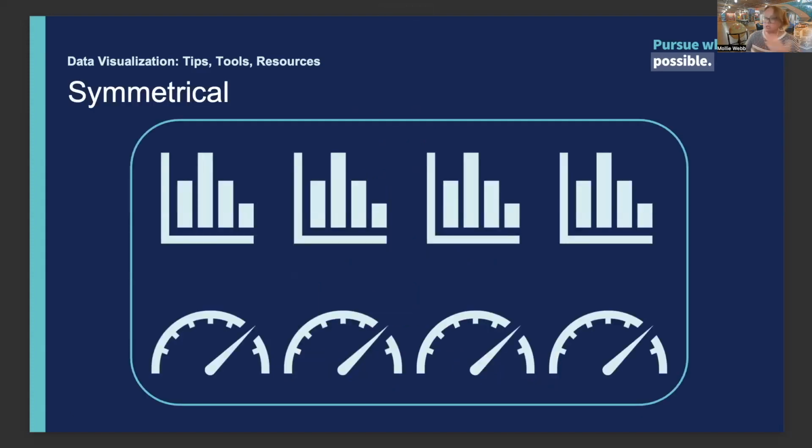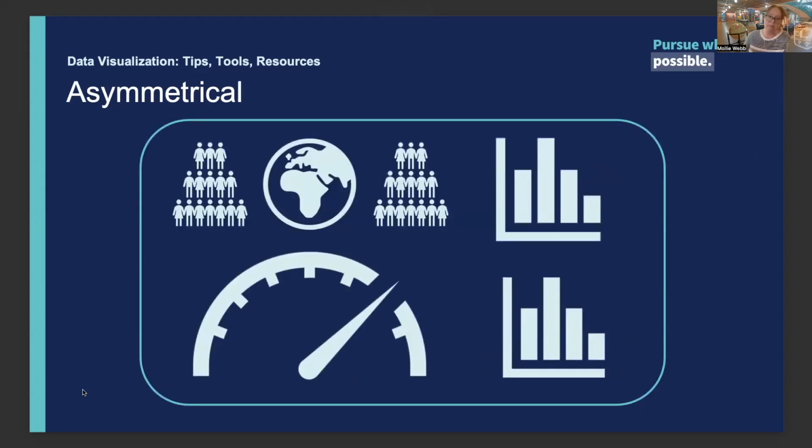Symmetrical, where each side or section mirrors each other, like right to left or top to bottom. This is a pretty classic look for groups of data viz. You could go with the asymmetrical presentation, which has unique elements on all the sides, but they all carry a similar visual weight.